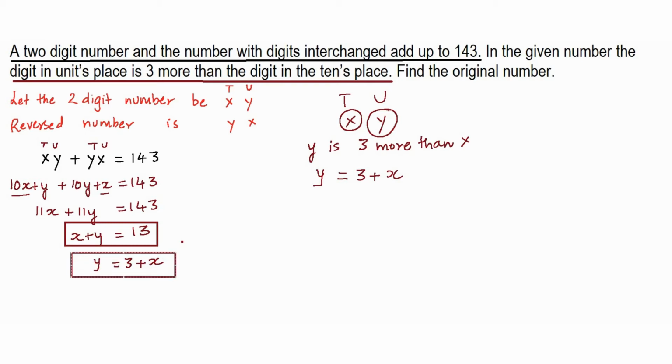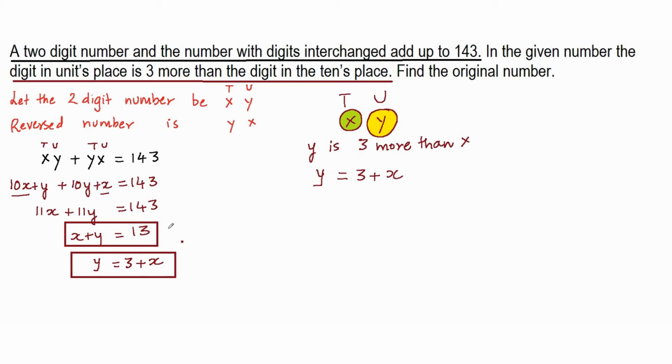Let me explain the second part one more time. It was given that the digit in the units place, which is y in the original number, is 3 more than the digit in the tens place. So y is 3 more than x, which means y equals 3 plus x.